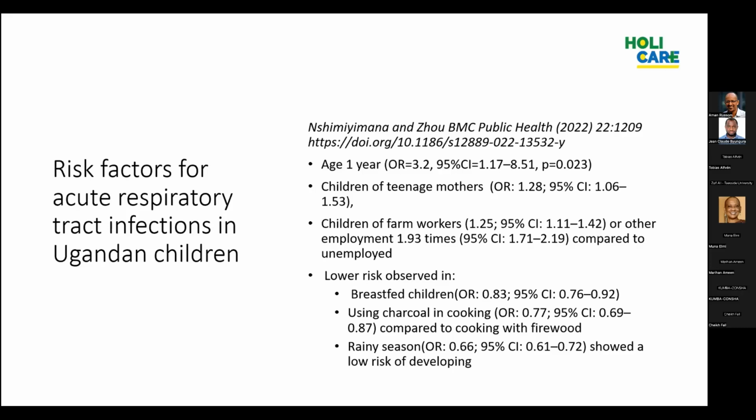And then lower risk was observed in children who were breastfed, and in children in whose homes the source of fuel was charcoal compared to cooking with firewood. And this is because charcoal lets out less smoke than if someone uses firewood in the villages. Now, the rainy season was also protective, because compared to the temperate areas, for us, the dust is an irritant and therefore predisposes to infection. And yet during the rain, there's less dust, and therefore children are more protected.